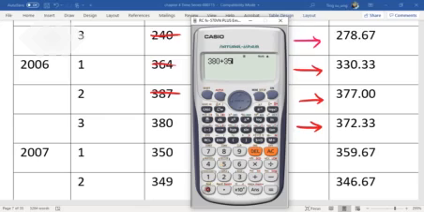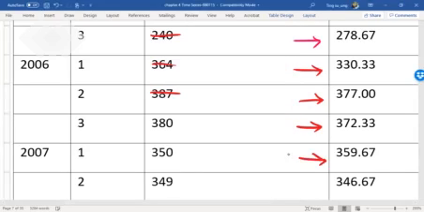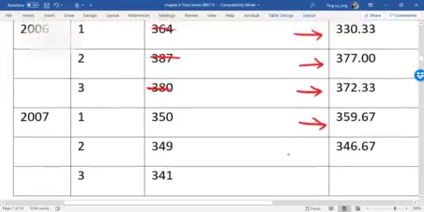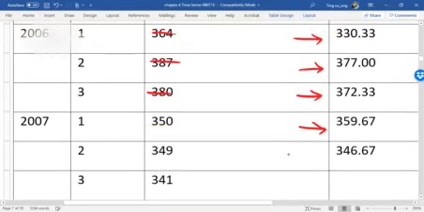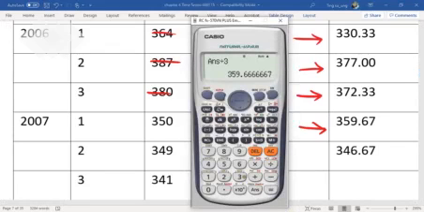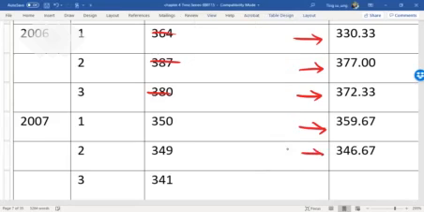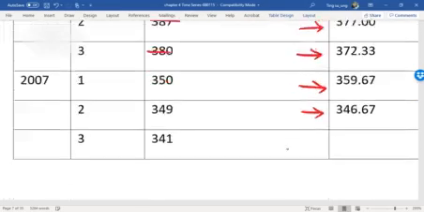380 plus 350 plus 349. Divide by 3. So you have 359.67. So answer right in the middle. So skip one again. Get another 3. So 350 plus 349 plus 341. Then divide by 3. You got 346.67. So obviously nothing more, right?